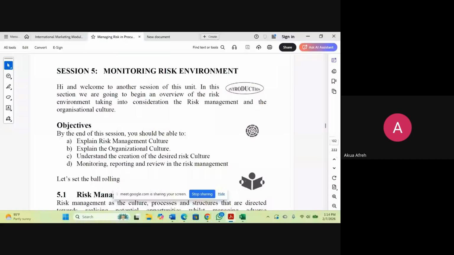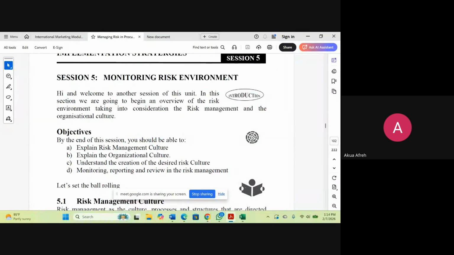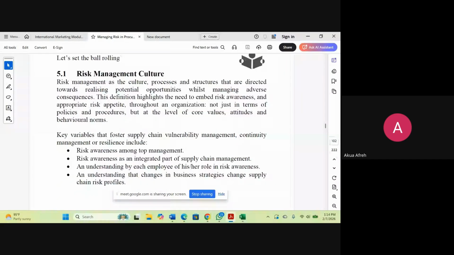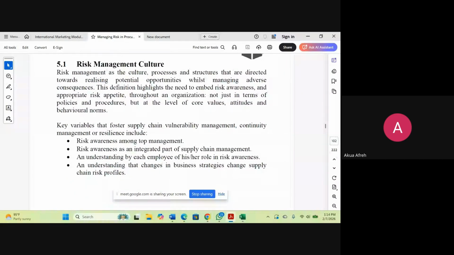And we move on to monitoring the risk environment. Risk culture, I'm sure we did it in the first week. Yeah, the first week we talked about what risk culture is. If I ask right now, it's going to be a problem. So let me just move on. So with monitoring risk, we should have a risk culture.